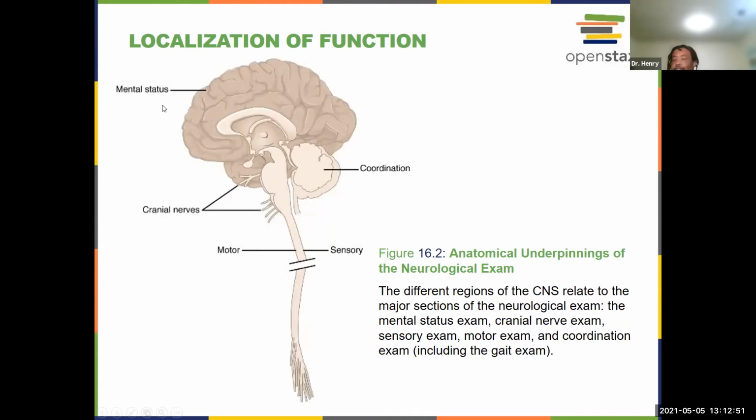Okay, so the mental status is going to be primarily in the cerebral cortex. For the cranial nerve, we'll be looking at the diencephalon to the lower brain stem, and then the olfactory connection to the forebrain. Coordination is going to be in the cerebellum, and our motor and sensory skills are going to be along the spinal cord.